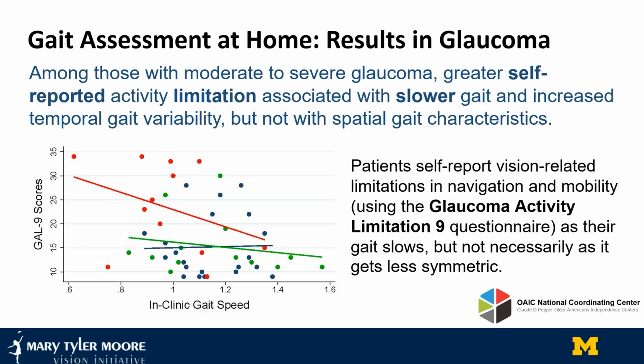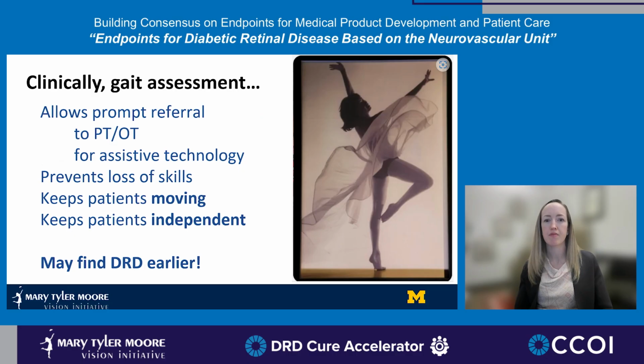We included in our study of glaucoma patients a patient-reported outcome measure, the Glaucoma Activity Limitation Questionnaire, to explore whether and how patients' self-reported impairment related to changes in their gait. Interestingly, patients with slower gait speeds and more temporal variability in their gait seemed aware of functional limitations, but those with less symmetric or spatially variable gait did not. These results lend weight to the idea that patient-reported outcome measures cannot tell the whole story of real-world function. We have to find ways to join patients in the real world.